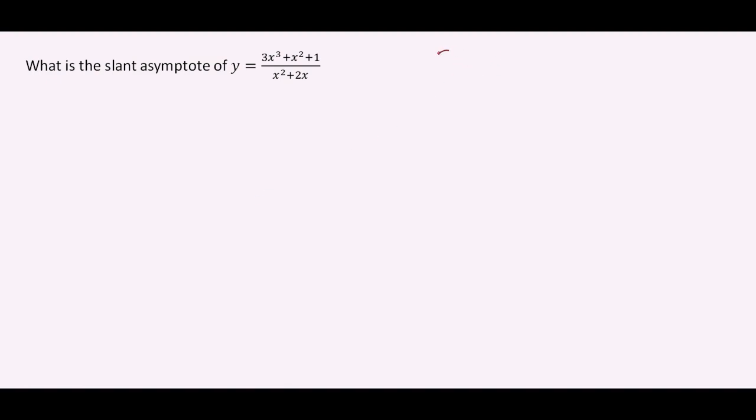So let's look at the degree. The degree on the numerator is 3. The degree on the denominator is 2. So 3 is greater than 2, so we must have a slant asymptote. Let's go for the division. So we divide. We have 3x cubed plus x squared plus 1 divided by x squared plus 2x.